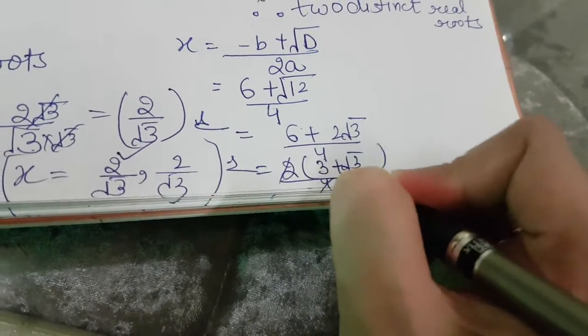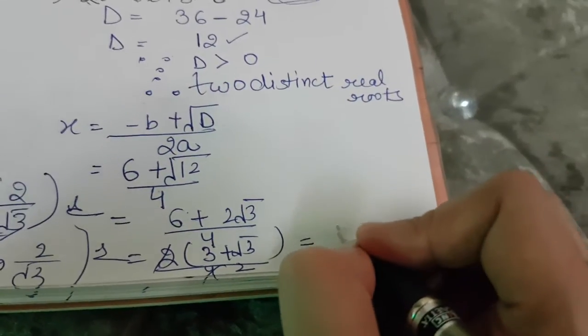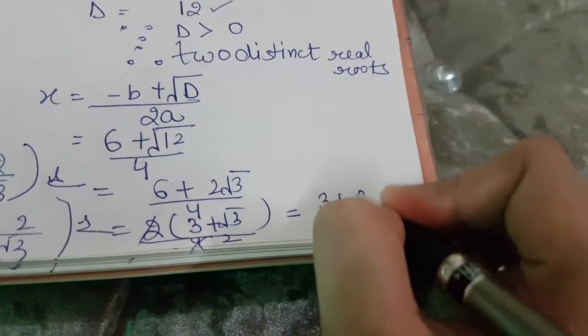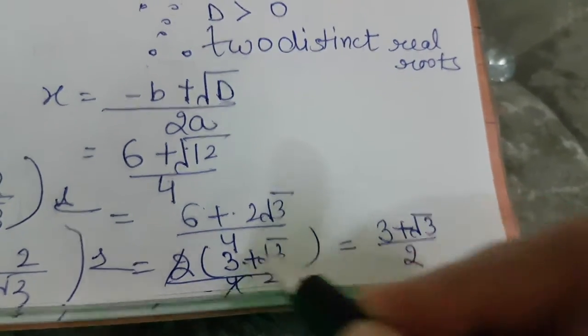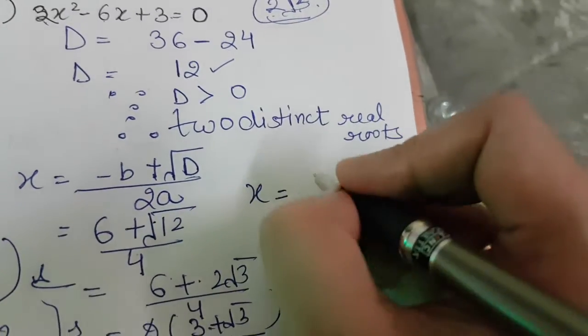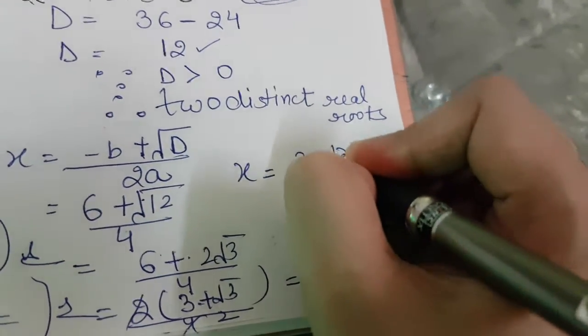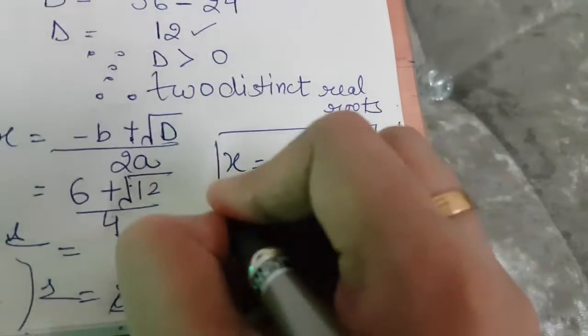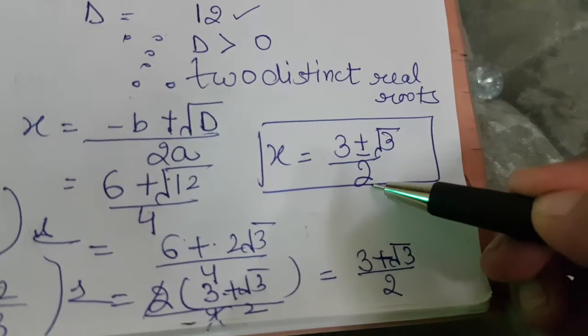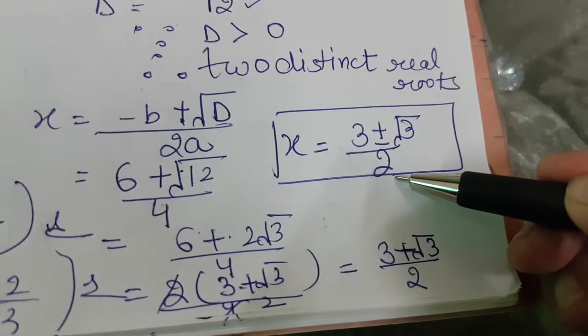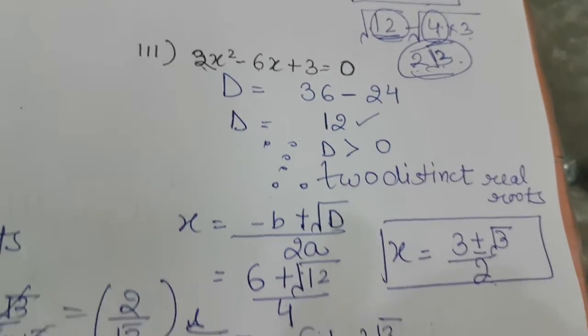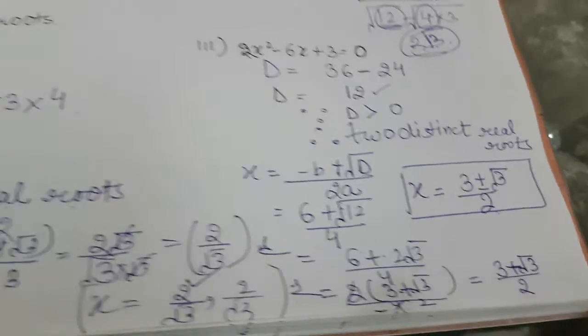And it can cut. So what is the value of x coming? 3 plus root 3 upon 2. And if we take minus this side, only the sign will be different, minus. So we can say the roots of this equation are 3 plus minus root 3 upon 2. Means first root will be 3 plus root 3 upon 2, and another root will be 3 minus root 3 upon 2. These are the two roots of this equation. Is it clear now how to find out nature of root, then find out the roots?